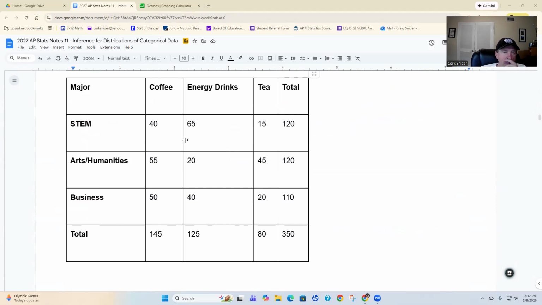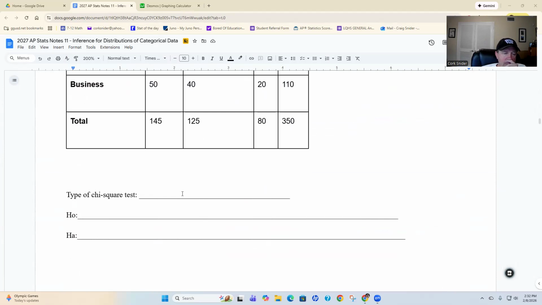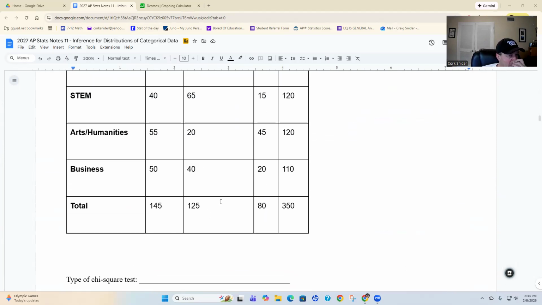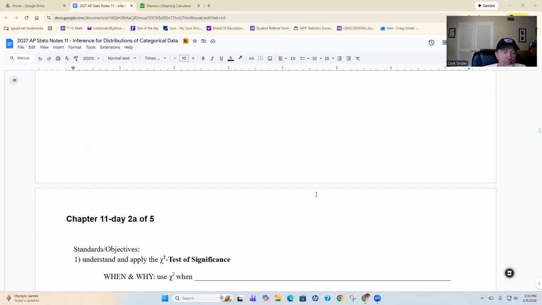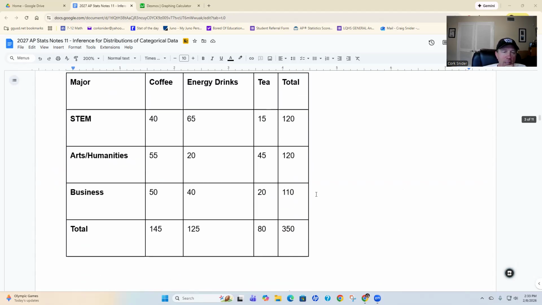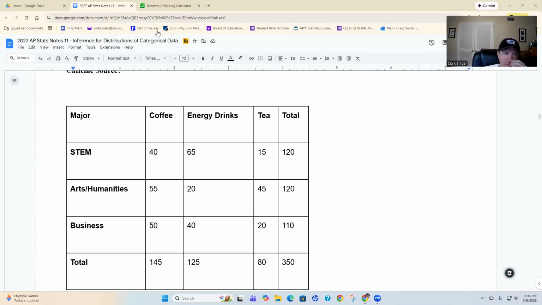Okay, and this will do the exact same thing. So H0: the type of drink is independent of your major, and then HA: the type of drink is dependent on your major. Okay. And then you're going to throw the numbers into Desmos. We'll do that right now.